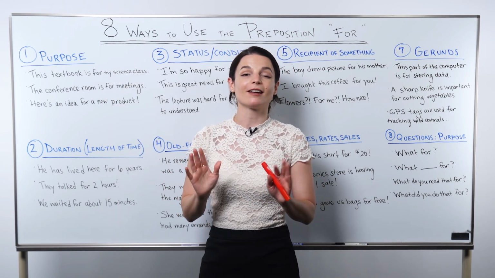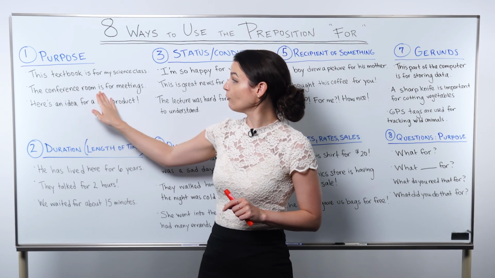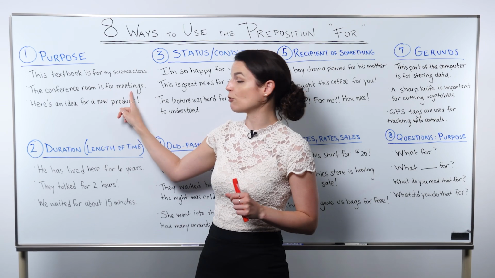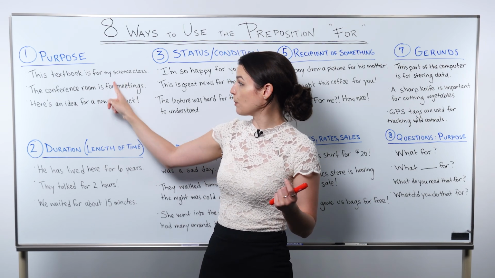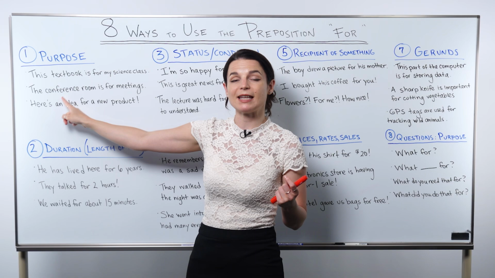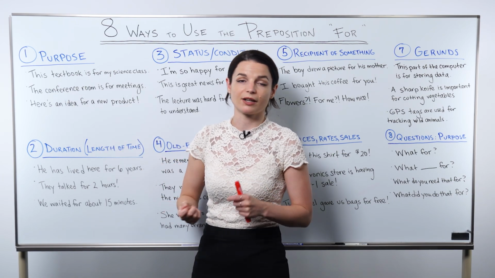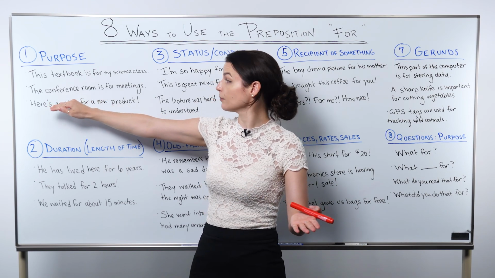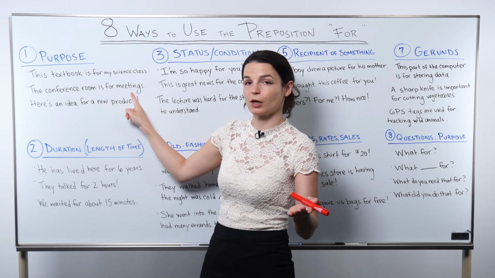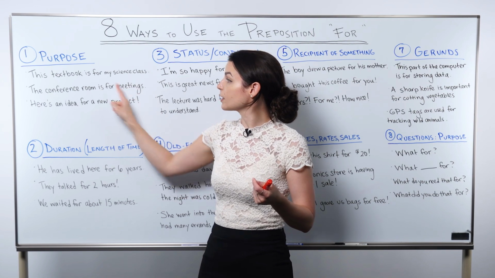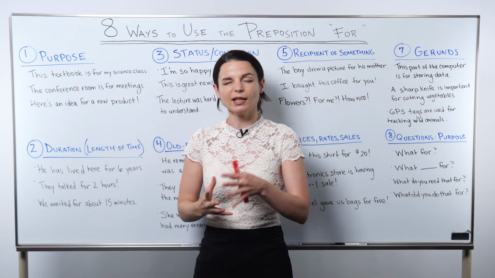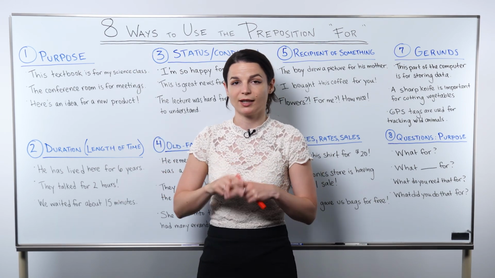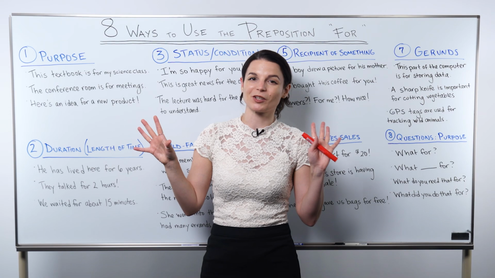Okay, let's look at another example. The conference room is for meetings. So here we have for before meetings. This shows the purpose of the conference room is meetings. This is another way to understand this sentence. Again, we have our subject here, the conference room, and the part following for, which shows the use of the subject. So we can kind of think of these two parts of these sentences as kind of a pair, kind of matching. So the thing and the thing that it is used to do.